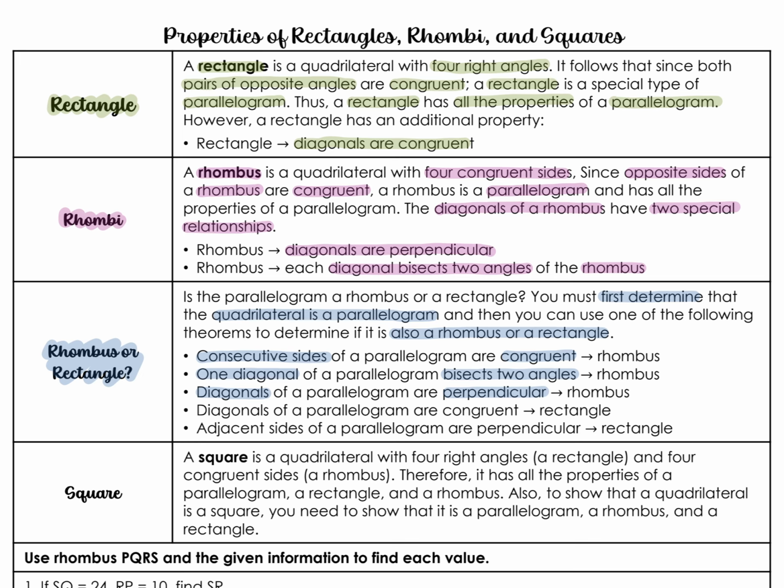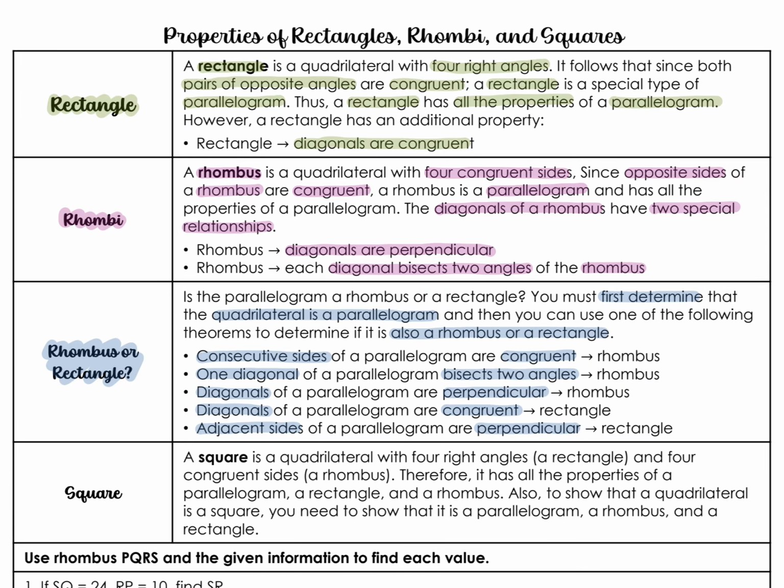Moving into my rectangle here, we have if you can prove the diagonals are congruent. And lastly, we have adjacent sides are going to be perpendicular to each other. That's what's going to form that right angle that we mentioned as part of my definition of the rectangle earlier.